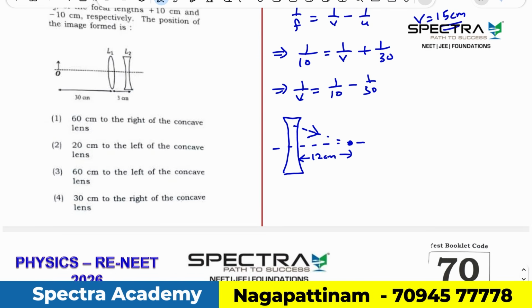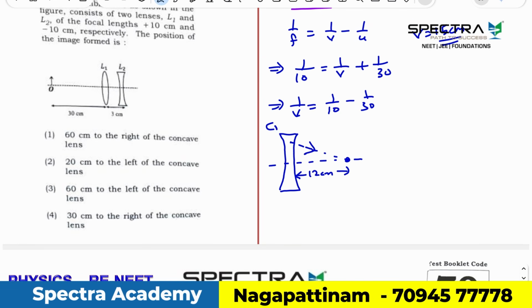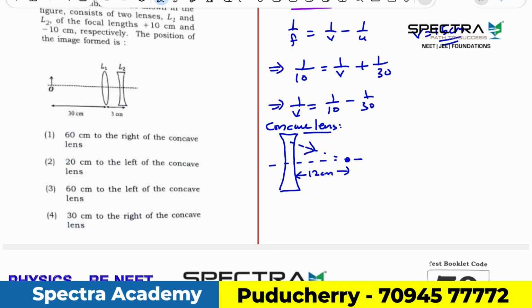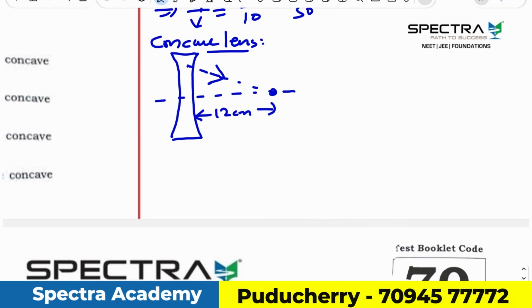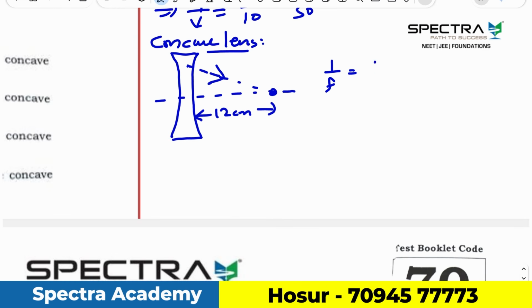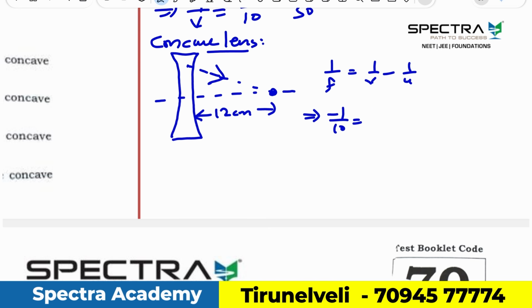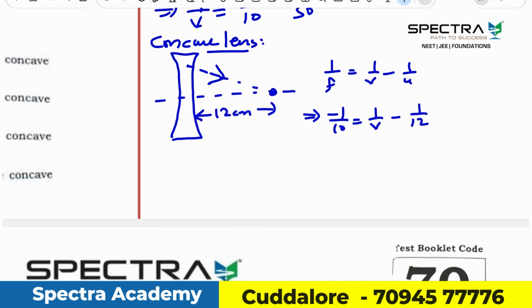Now again we have to apply the formula for concave lens. So for concave lens again 1 by f is equal to 1 by v minus 1 by u. If I apply, minus 1 by 10 is equal to 1 by v minus 1 by 12. Why? Because I am taking incident direction positive, so this should be 12.